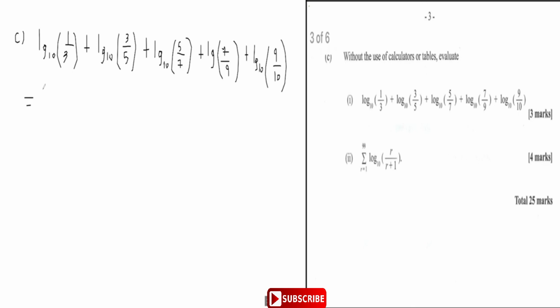So this is going to be equal to log to base 10 of, all of them have the same base, and so this is like your A, B, C, D, E. Now log A plus log B is the log of A times B. So all of this is going to work out to log to base 10 of 1 over 3 times 3 over 5 times 5 over 7 times 7 over 9 times 9 over 10. All right. That's what this question is working out to be.